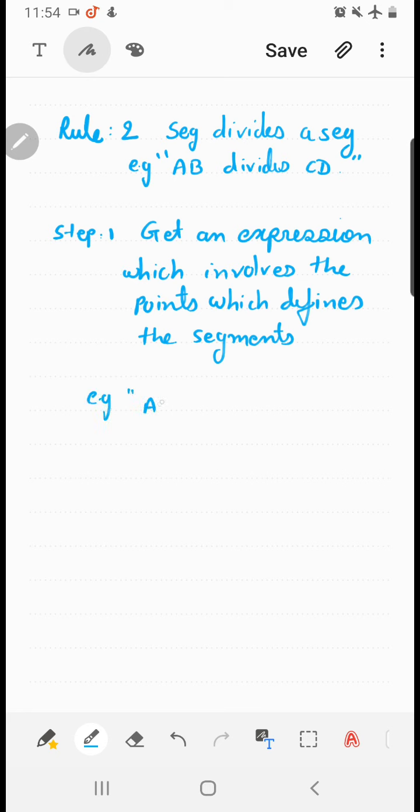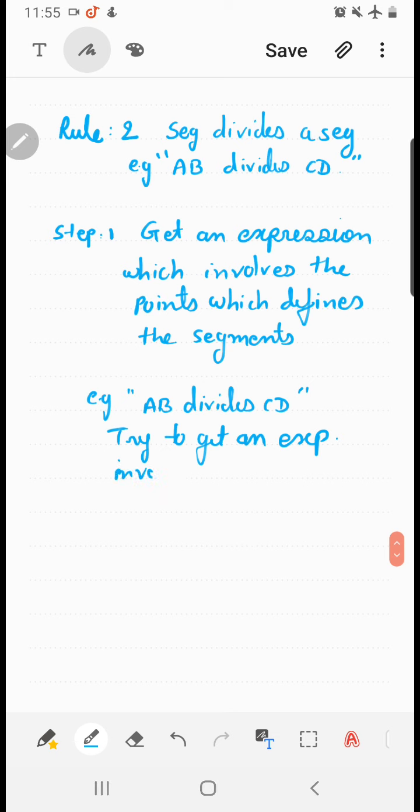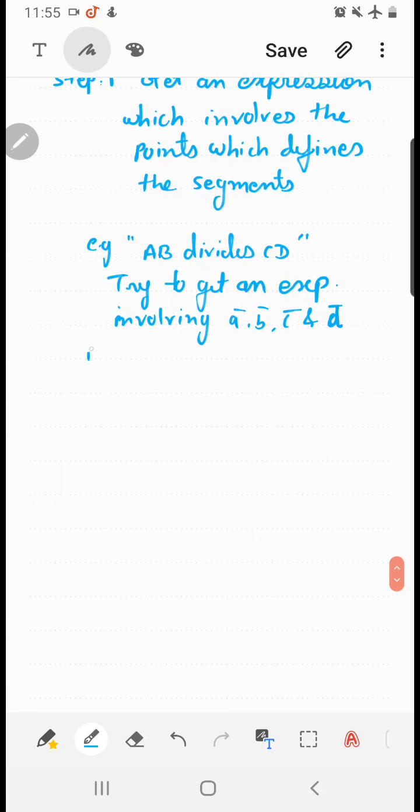If I find something like this, AB divides CD, then try to get an expression involving A bar, B bar, C bar and D bar. So this would be given to you. Let's take an example, something like 3A bar plus 4B bar minus 2C bar minus 5D bar is equal to 0 bar. So something of this sort would be given. If not given, then we'll develop.